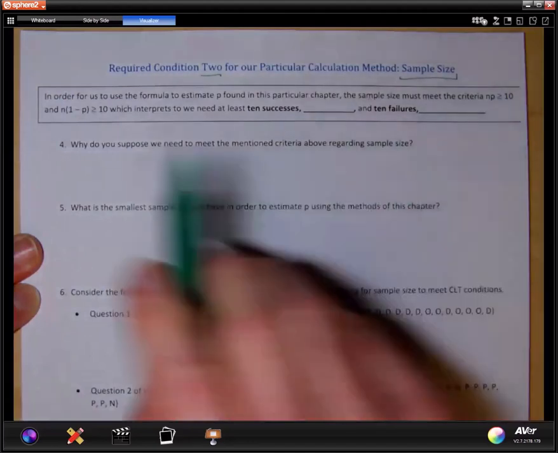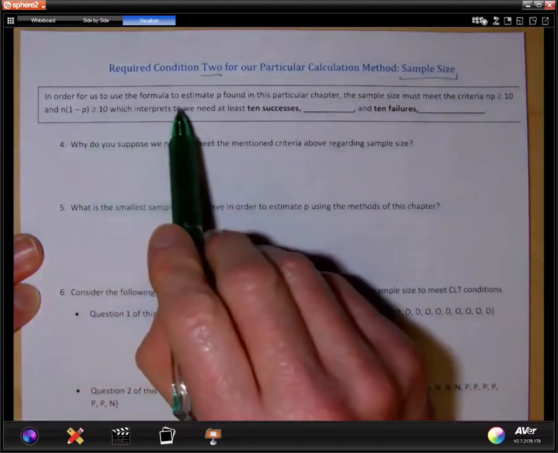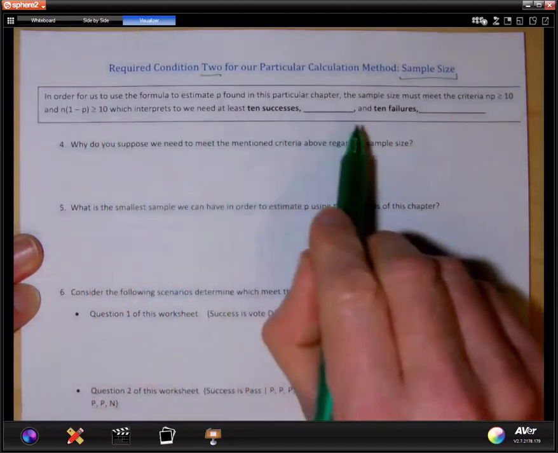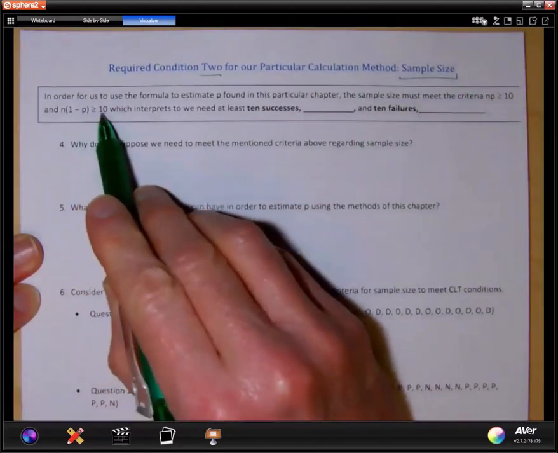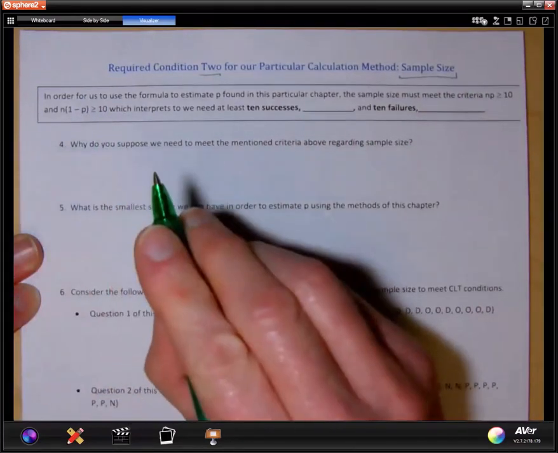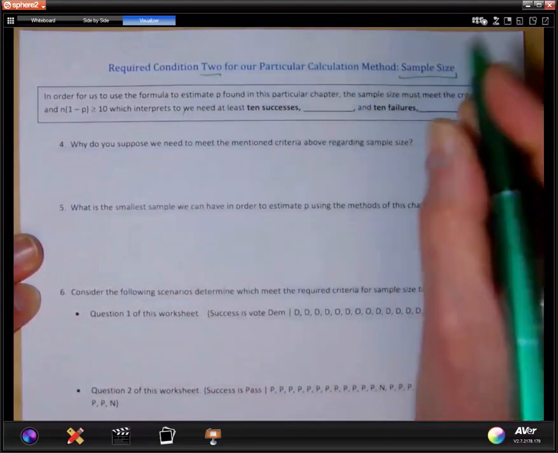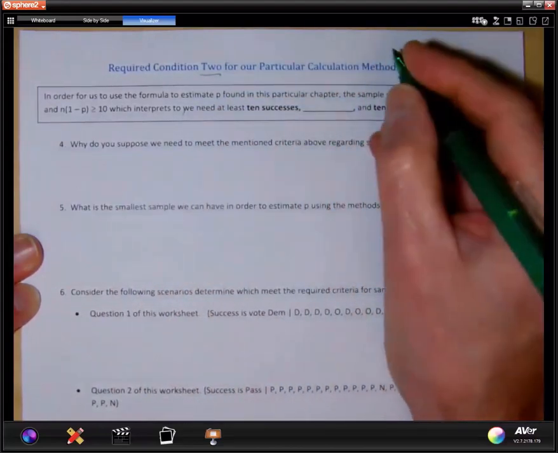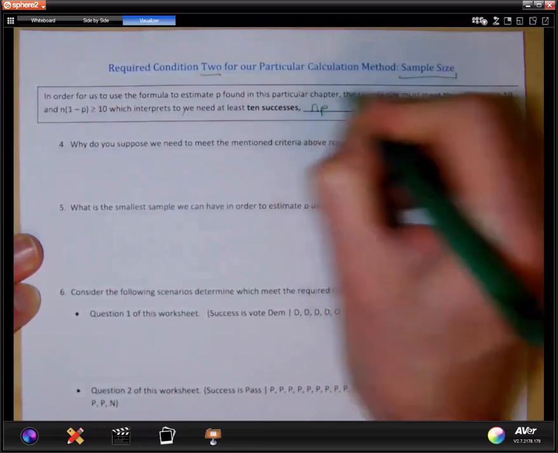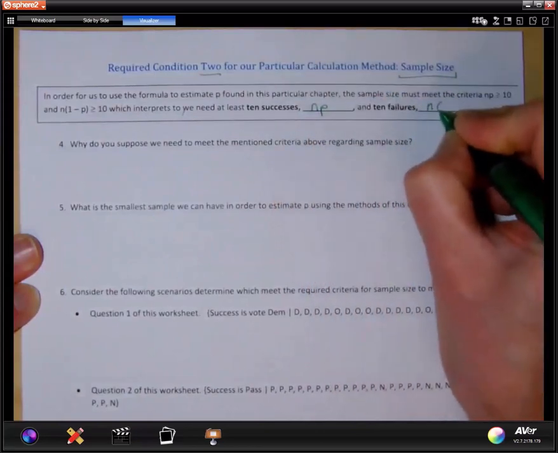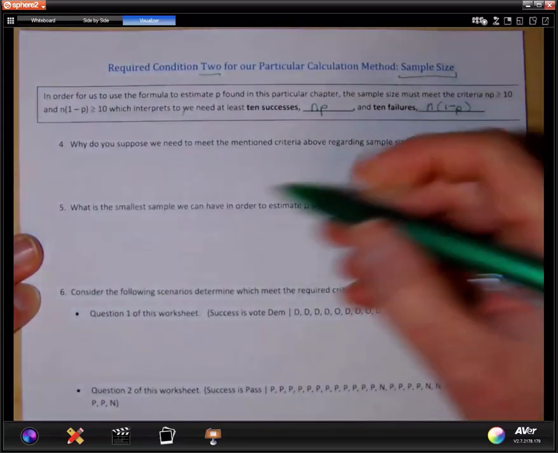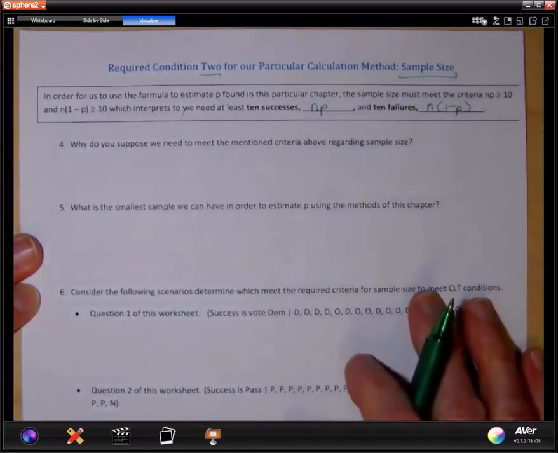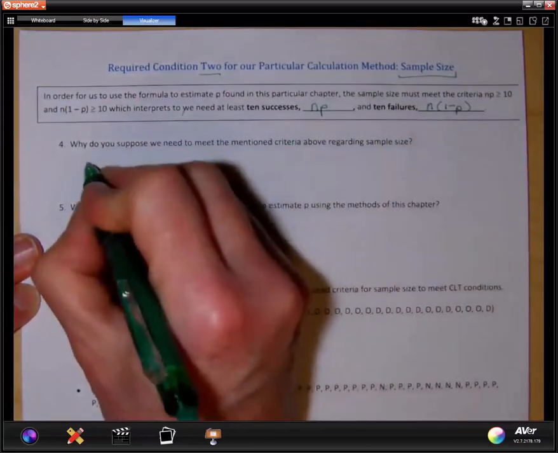What's our second condition? In order to use the formula to estimate P in this particular chapter, the sample size must meet the criteria n times P is greater than 10, n times 1 minus P is greater than 10, which interprets to the following. We need at least 10 successes, that's n times P, and 10 failures, which is n times 1 minus P. That's what we need. And again, why do you suppose we need the mentioned criteria above regarding sample size?